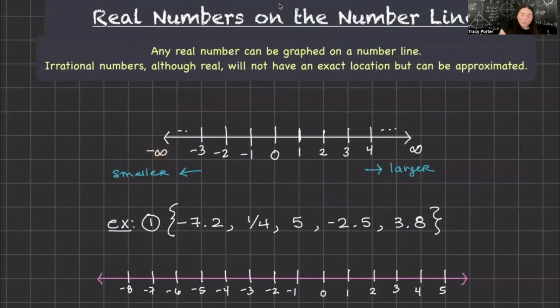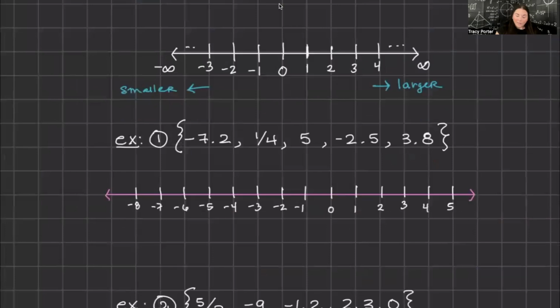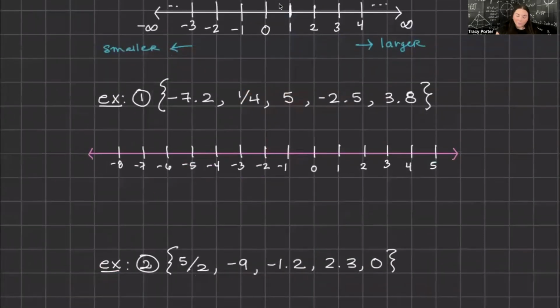And so as you go from left to right, kind of like you're reading a book, the numbers are always going to increase. A good idea is to locate zero because we know zero is neutral, neither positive nor negative. And so we know the positive numbers live to the right of zero and the negative numbers live to the left of zero. So we're going to plot a few examples. I have a couple listed here.